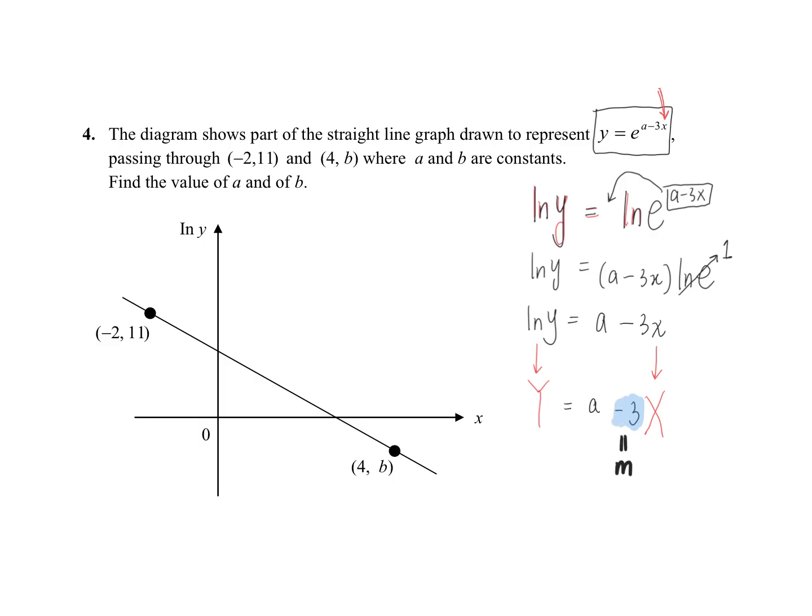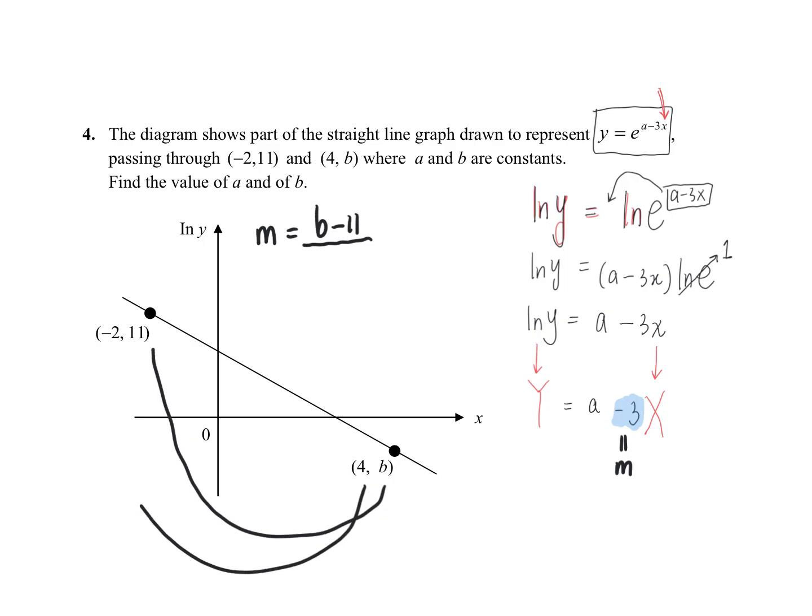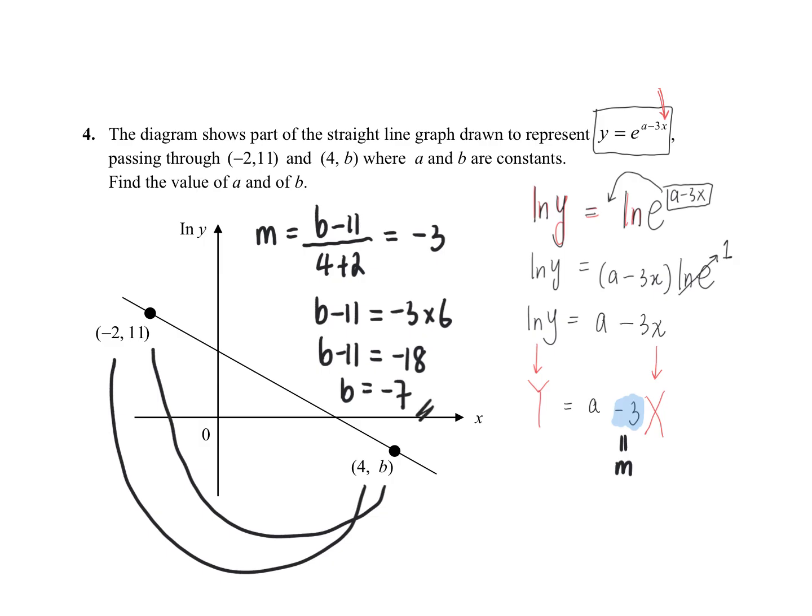This one is my gradient value. So I go ahead and find my gradient from this point. B minus 11 over 4 minus minus 2, and it gives me negative 3. Okay, so if I were to simplify, B will be negative 7.